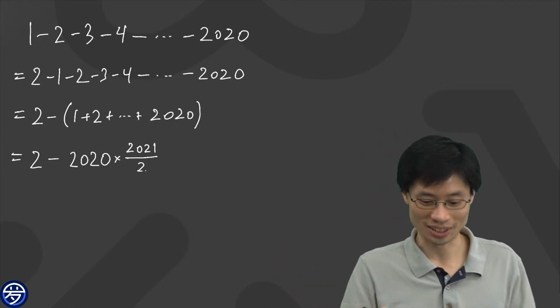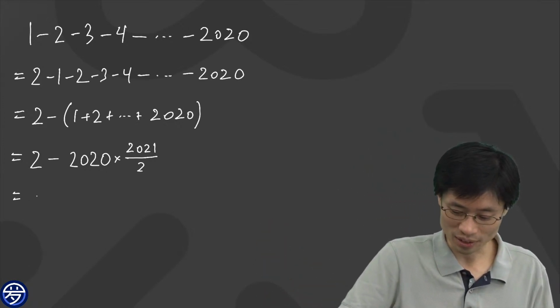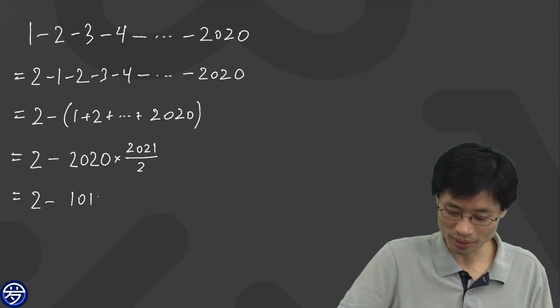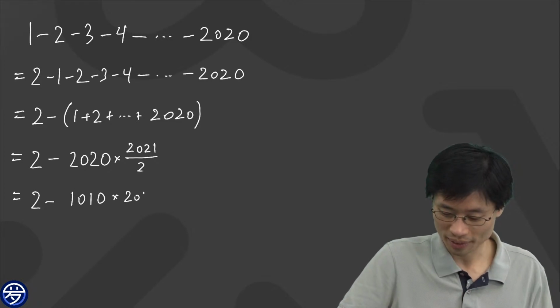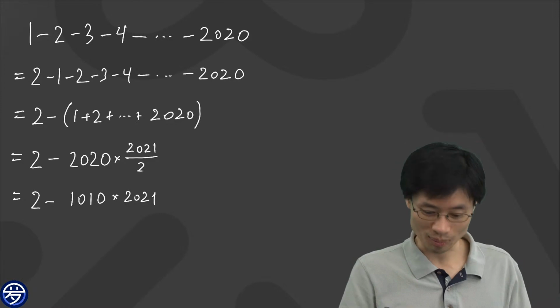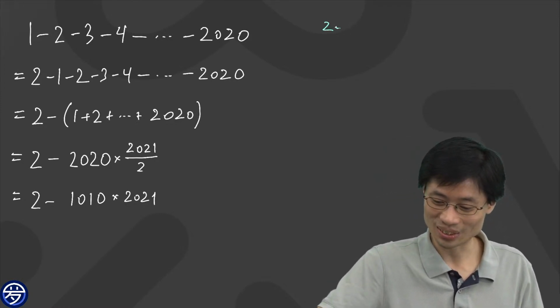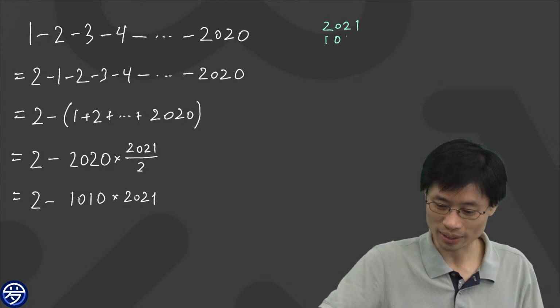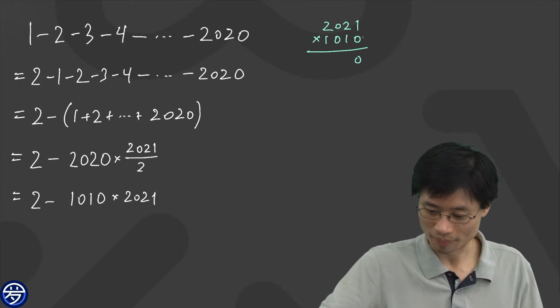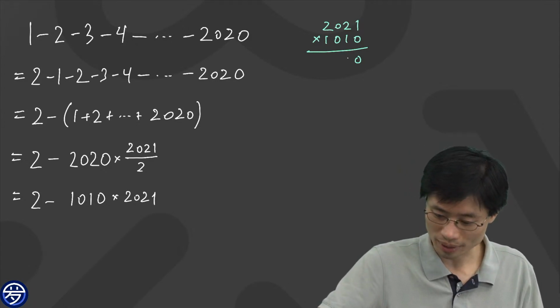Now if I wanted to solve this thing, I just have to actually do some calculation. This is 2 minus 1010 times 2021. This one I'm willing to do, because multiplying by 1010 is fun. 2021 times 1010, when you multiply, I get the 2021 from there.